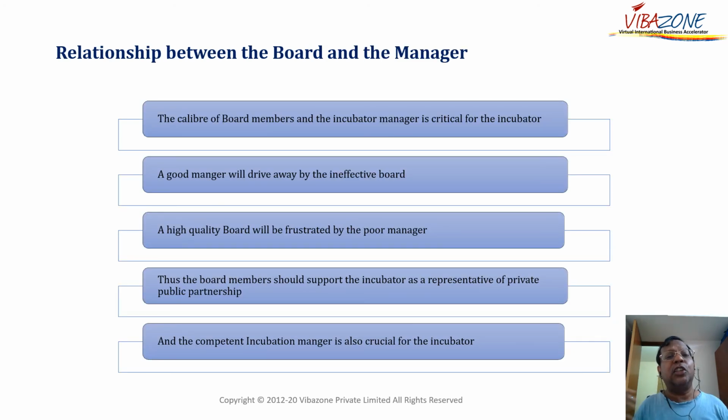Now, the relationship between the board and the manager is very important. The calibers of board members and the incubator manager is critical. If they don't get along, it's going to be ineffective. If the manager is weak, it will drive away the ineffective board because he will overpower them and the board is no good. If you have a high quality board and a weak manager, same thing will happen. The manager will quit because the board is overpowering. So it's important to make sure they're both of experience, value, of high quality.